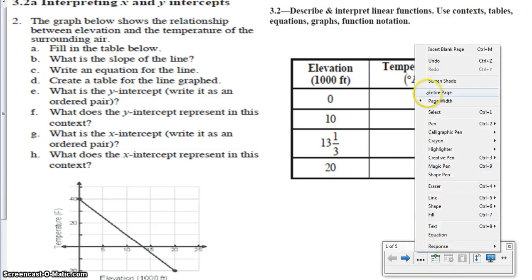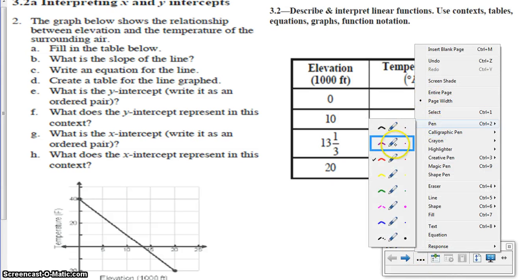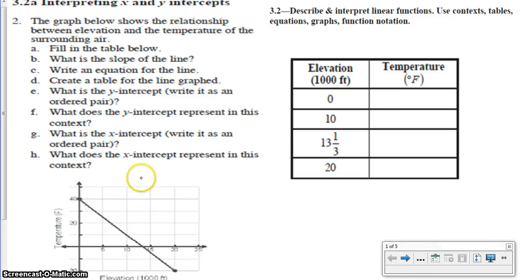If we have an elevation of 0, if we look at the graph, we notice that the temperature is 40 degrees Fahrenheit. If we go to 10, we look right here, and we notice that this is 10 degrees Fahrenheit. Okay, at 13 and a third, hopefully you notice at this point, this is 0 degrees Fahrenheit. And then if we go to 20, we notice that this is negative 20 degrees Fahrenheit. Okay, so we filled out the table.